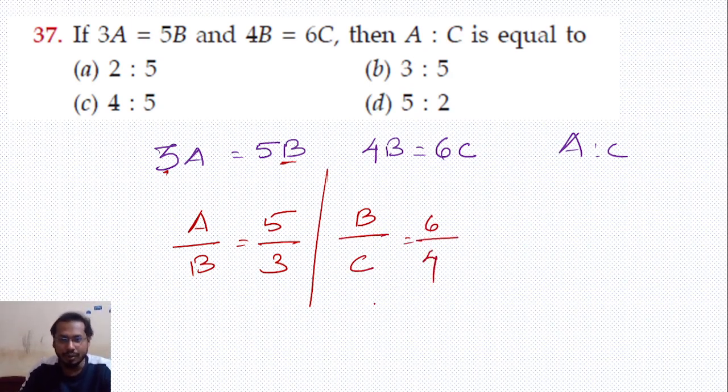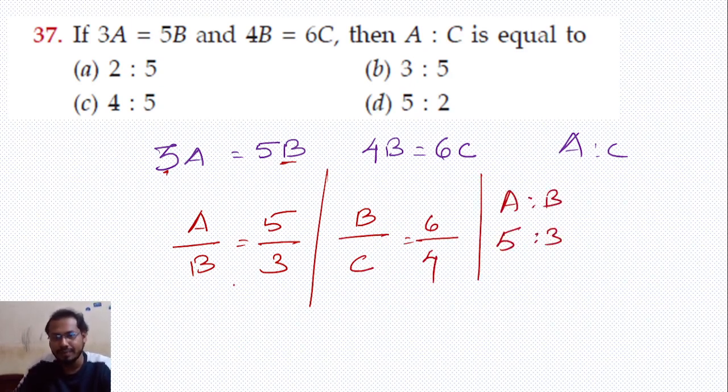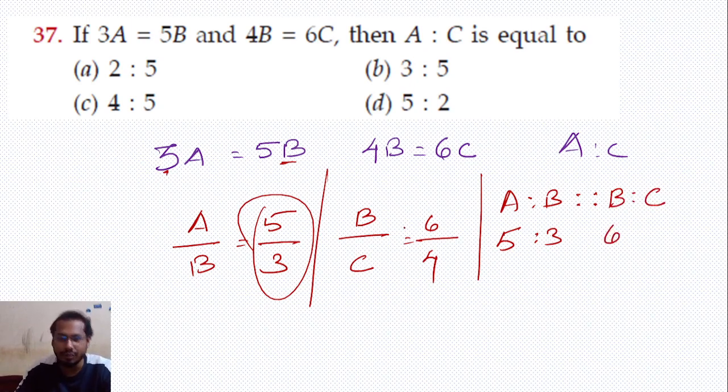Now look at this, guys. A is to B is 5 is to 3, right? And another ratio is B is to C is 6 is to 4. I can cancel this, 3 is to 2. So just write 3 is to 2.